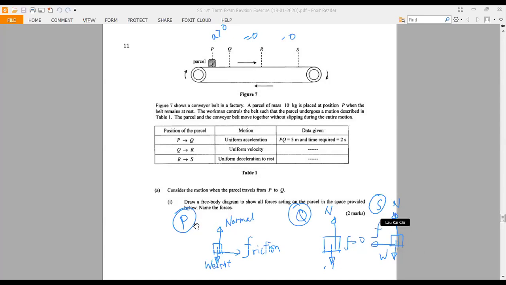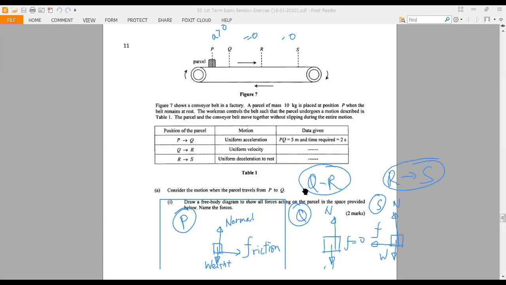Surely the question only asks for the P, but I also draw the Q and S. Sorry, Q to R, and this is R to S. It's not like this. This one is P to Q.